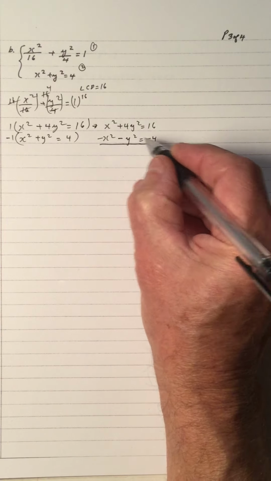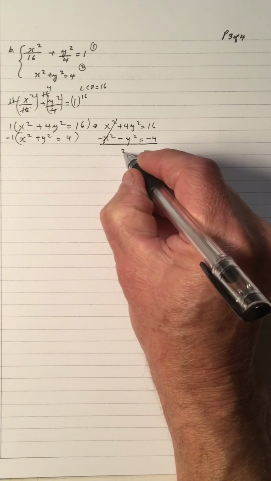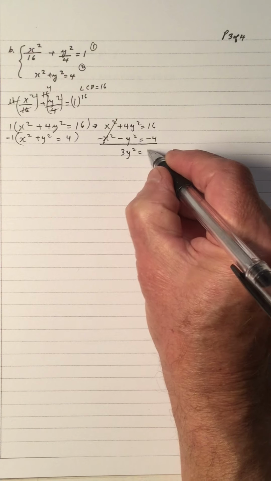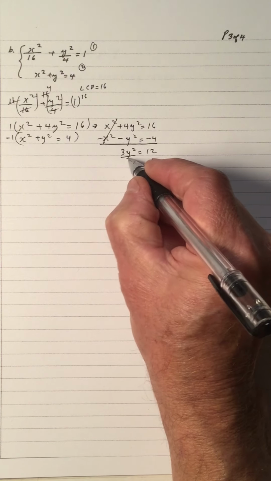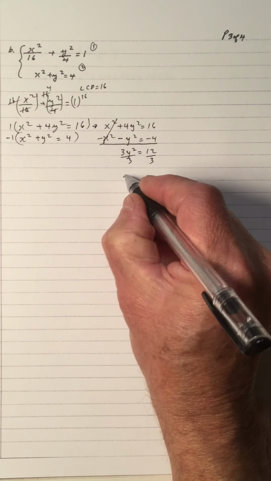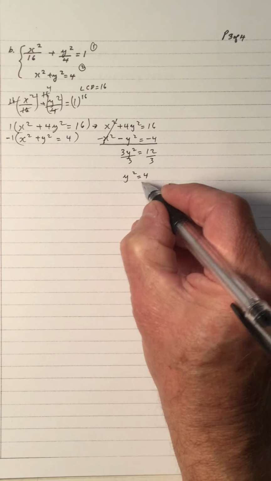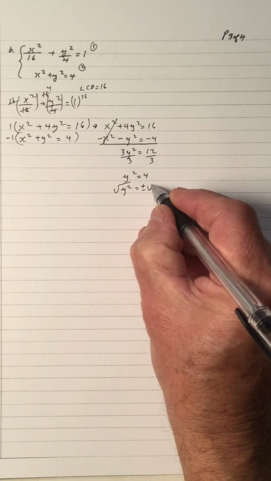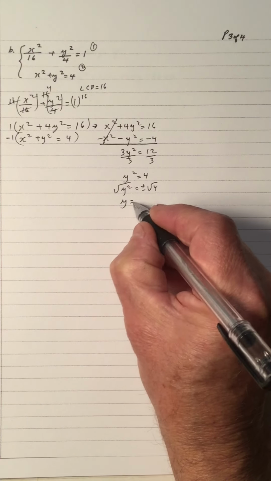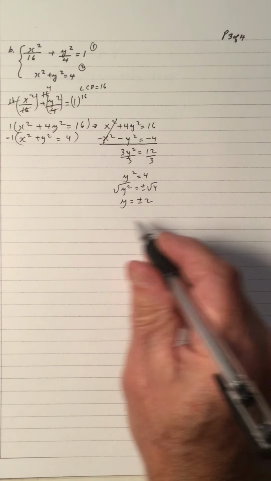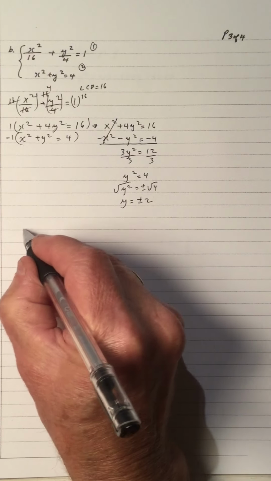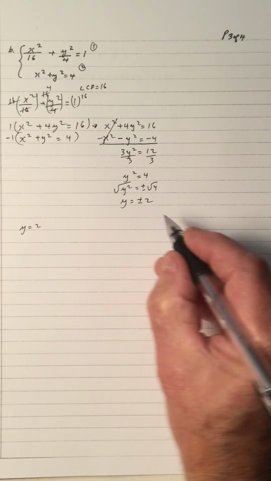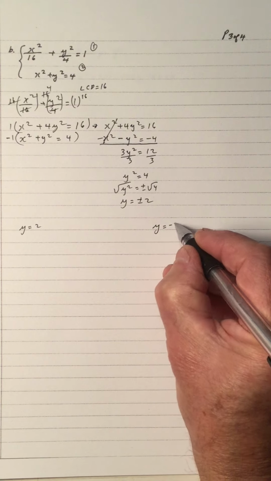Because the x squareds are the same, we can cancel. So we get 3y squared equals 12. Divide by 3, I get y squared equals 4. So the square root of y squared is plus or minus the square root of 4. So y equals plus or minus 2. So we got y is 2, and we got y is negative 2.